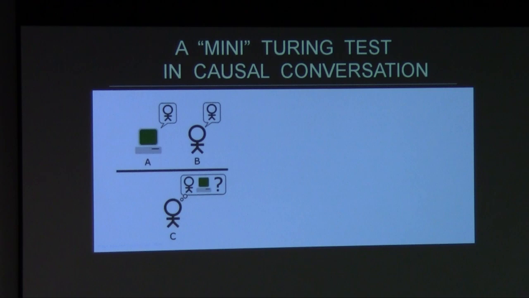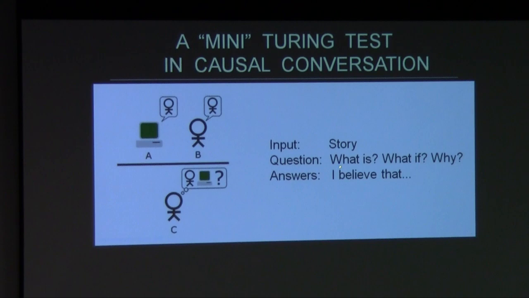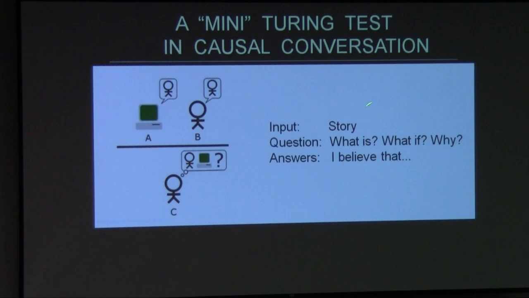And I would like now to embed causal conversation in the context of Turing. So here is a kind, the input will be a story, the question will be of three kinds. What is, what if, and why? And the answer will be, I believe that so-and-so is true, and this is likely, this is not likely.